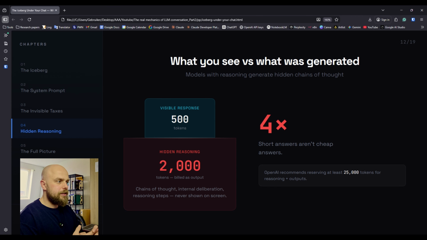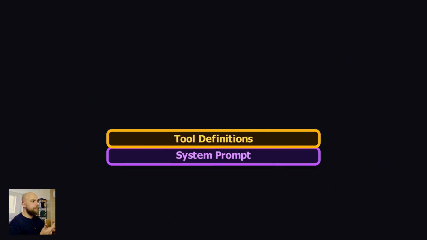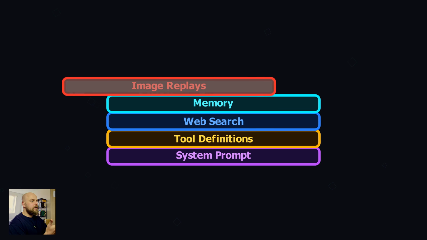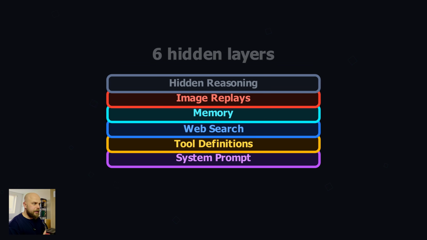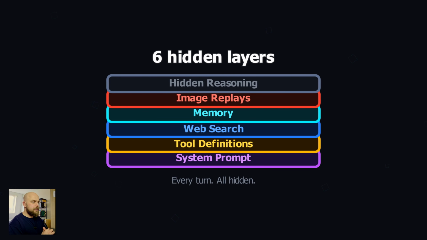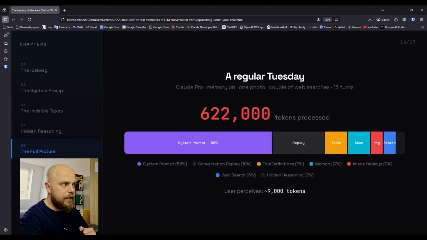Okay, we have quite a long list. System prompt, tool definitions, web searches, memory, images, replies, and hidden reasoning. What happens when all of that runs at once? I ran the numbers for a realistic scenario. Claude Pro user, memory enabled, one picture uploaded, a couple of web searches, a 15-turn conversation, nothing unusual, just a regular Tuesday. The system processed roughly 622,000 tokens.